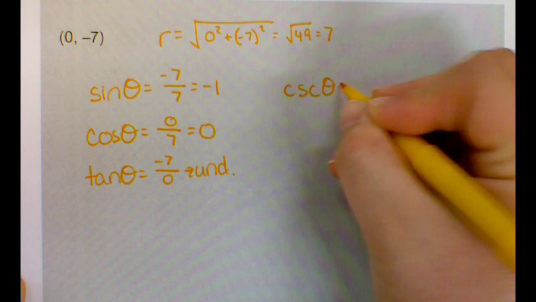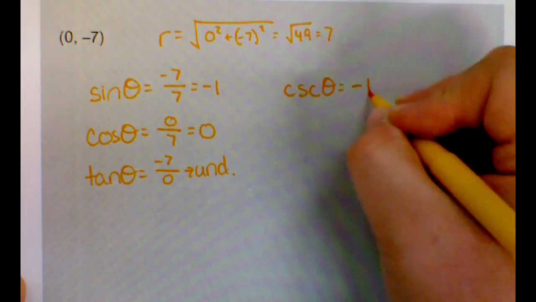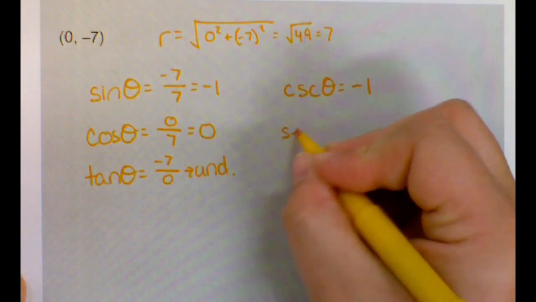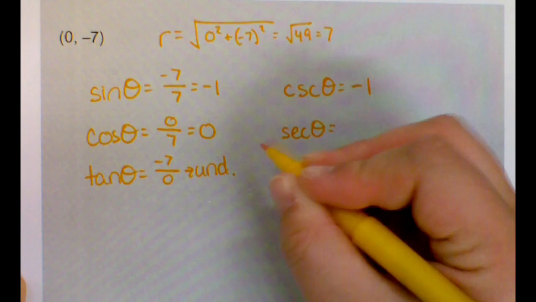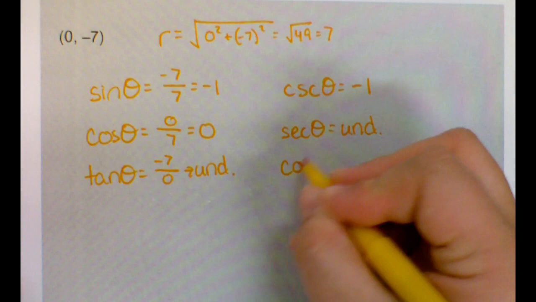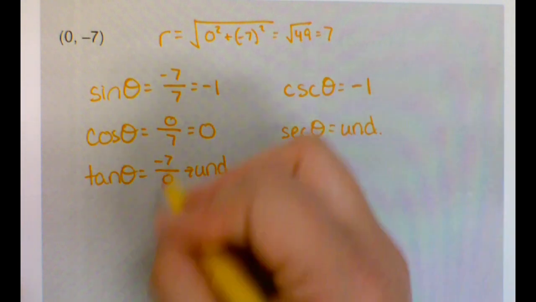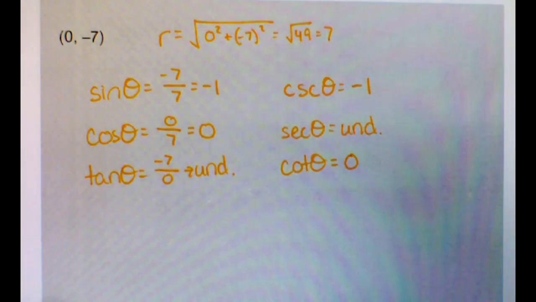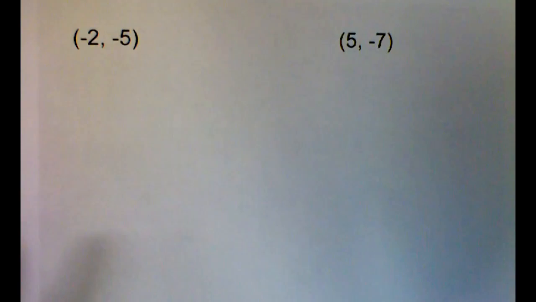Cosecant of our angle, we flip it over, which still gives me negative 1. Secant of our angle, we flip it over, which actually makes undefined. And the cotangent of our angle, flip it over, we actually get 0. All right, a couple more to try now.